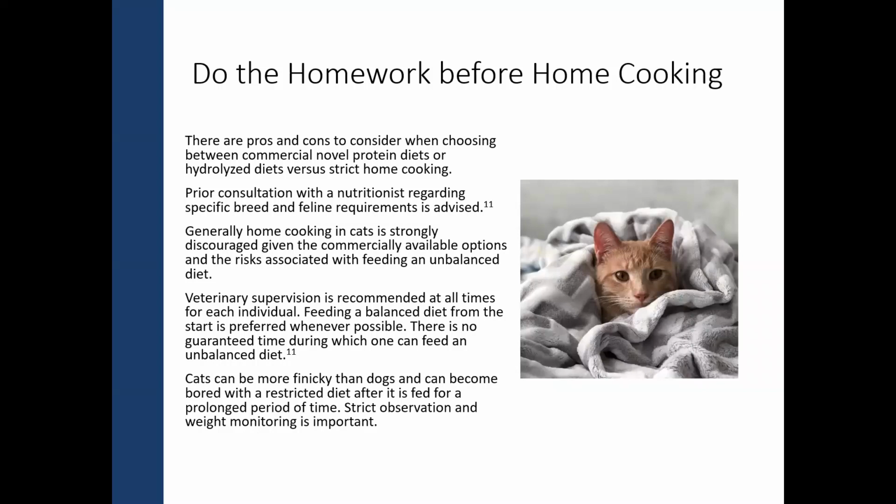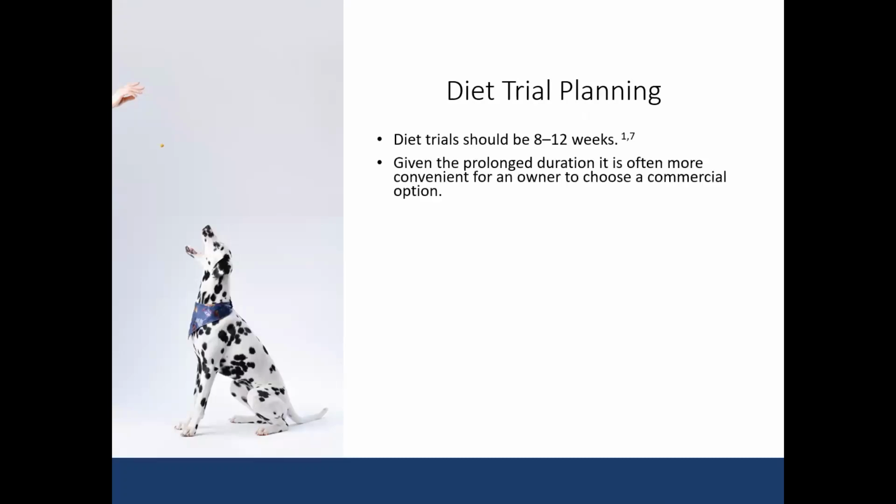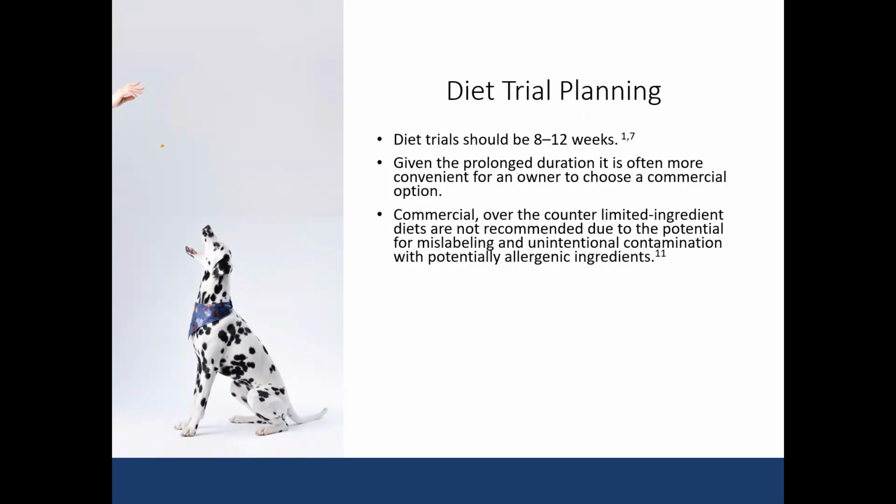Cats can be more finicky than dogs and can become bored with a restricted diet after it's fed for a prolonged period of time. Strict observation and weight monitoring is very important. Cats should also be kept indoors during a diet trial to prevent hunting, and this can obviously pose a difficulty for some owners. Diet trials should be 8 to 12 weeks. Given the prolonged duration, it is often more convenient and potentially safer for an owner to choose a commercial option.